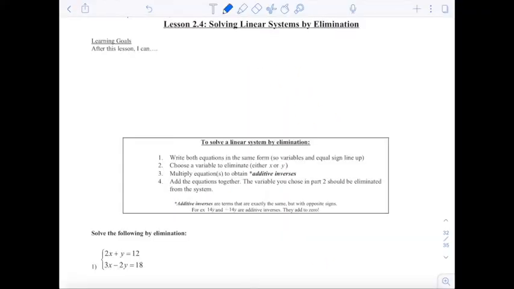Hi everyone, today we're doing lesson 2.4, Solving Linear Systems by Elimination.